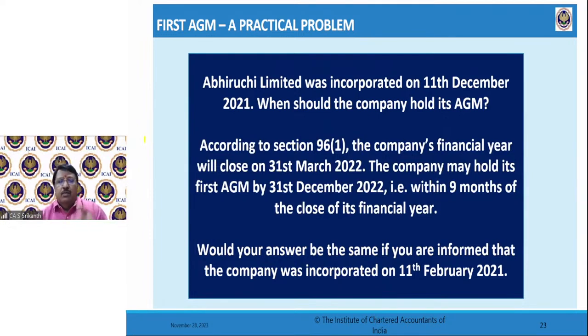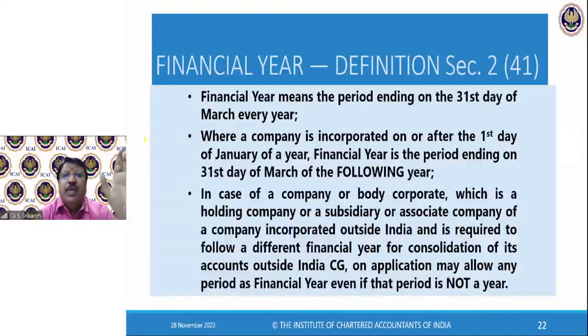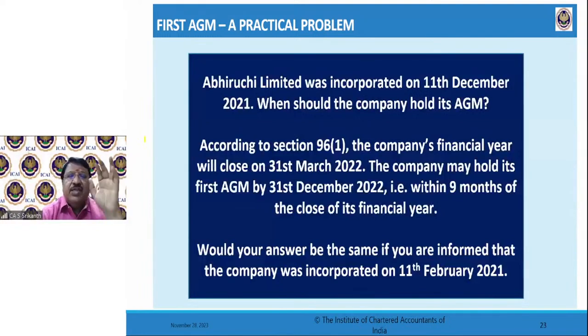I would say that you should say, as the company was incorporated on 11th February 2021, according to the exception to section 2(41), the financial year will end on the 31st of March of the following year, which means the financial year would end on 31st March 22, and the first AGM should be held within 9 months, which is 31st December 2022. Therefore, the answer will not change. Is that correct? Okay.